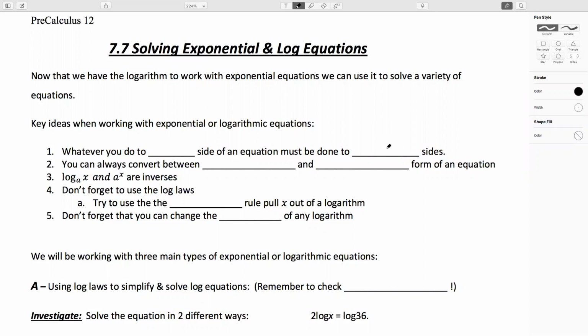So yesterday we talked a bit about graphing exponential and log functions, and we transformed the logarithmic function. Today we're going to take a step back to where we were. We're going to work with logarithms to solve equations.